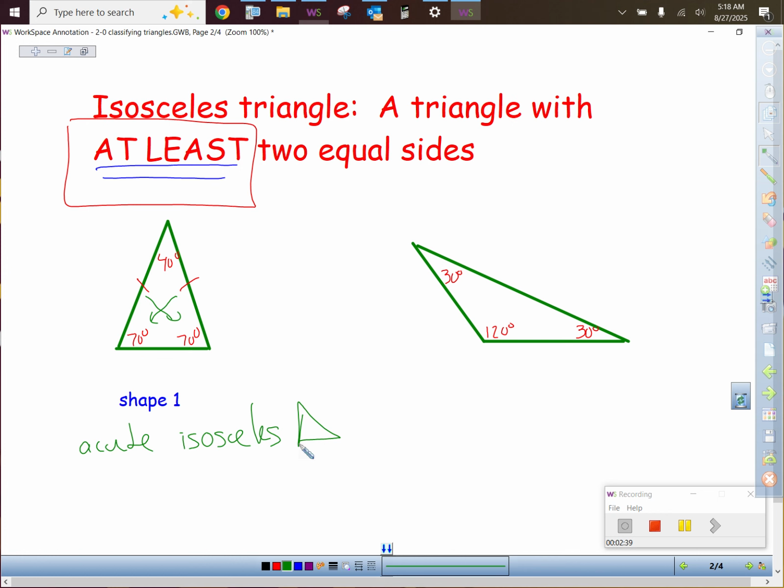Here's the triangle symbol if we haven't seen it. It looks just like a triangle. We make that a little bit better, just like a triangle. And then this guy over here, he's going to have at least 2 equal sides, and he's going to be an obtuse isosceles triangle. Isosceles is a hard word to spell, by the way. An obtuse isosceles triangle.